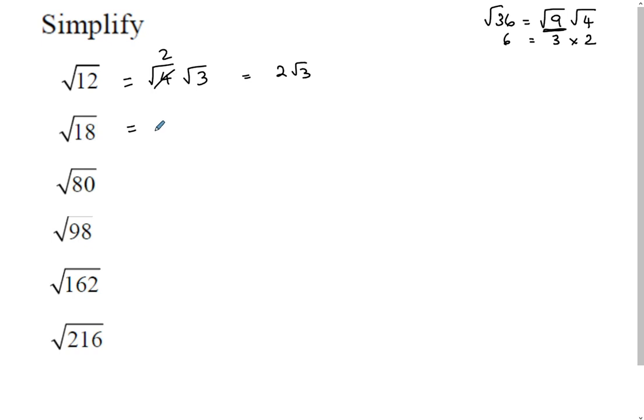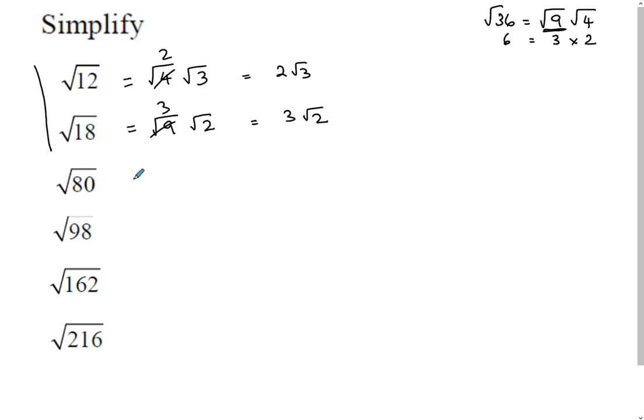Okay, surd 18: the biggest square number you can think of, so that would be 9 times 2. So surd 9 simplifies to 3. So your answer is 3 surd 2. These two are quite common in exams, so make sure that you remember them off by heart.